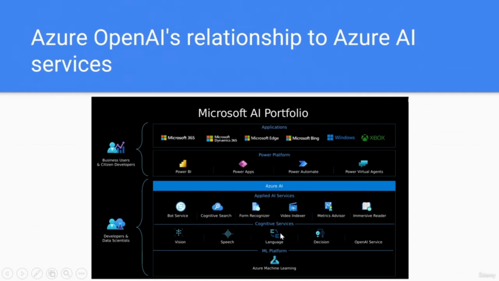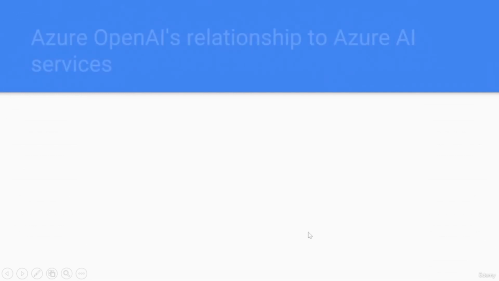On the other hand, for the developers and data scientists, for the Azure AI, we have the Applied AI services and cognitive services, and the ML platform, the machine learning platform. So for the Applied AI services, we have Bot Service, Cognitive Search, Form Recognizer, Video Indexer, Metrics Advisor, Immersive Reader. For the cognitive services, we have vision, speech, language, decisions, and OpenAI service. For the ML platform, we have Azure Machine Learning.